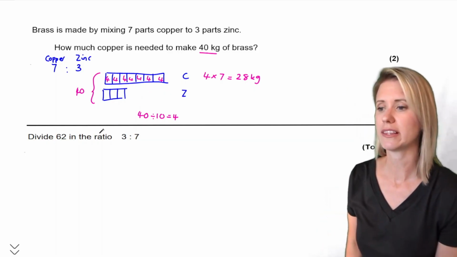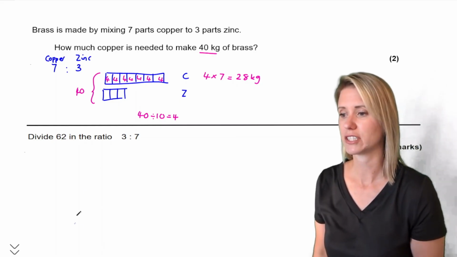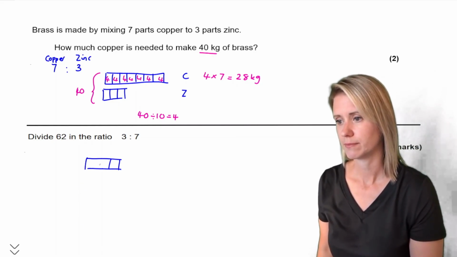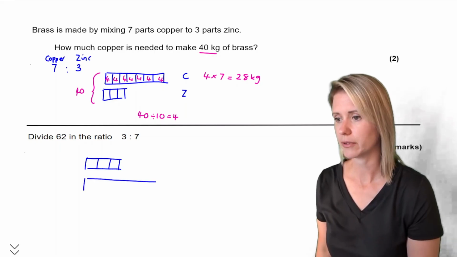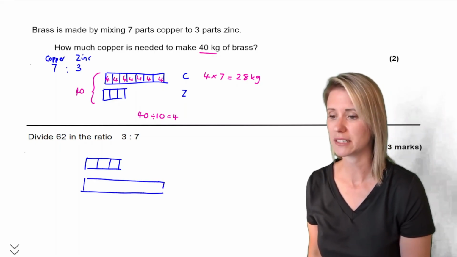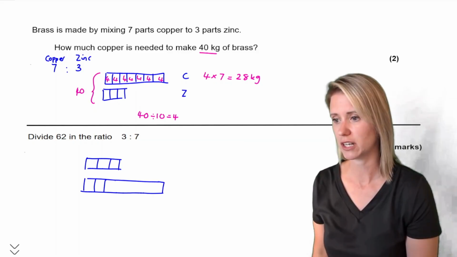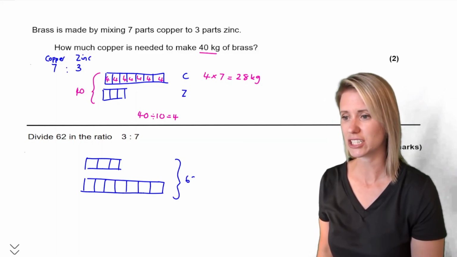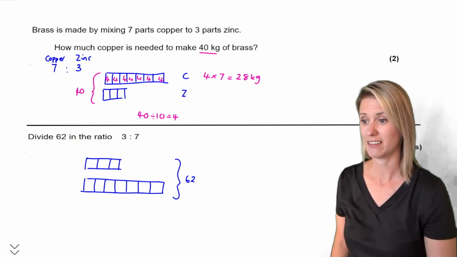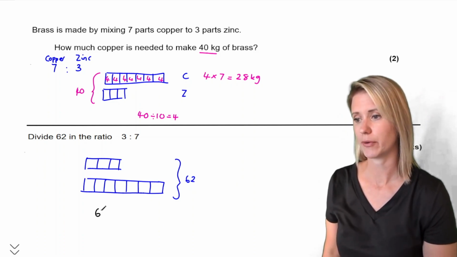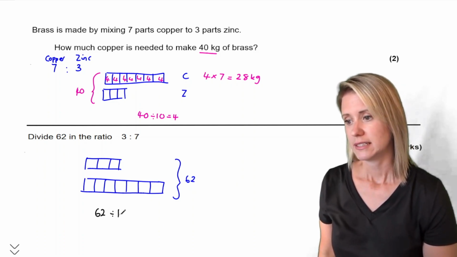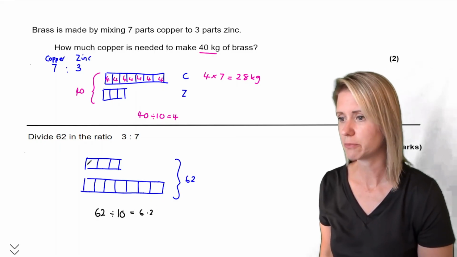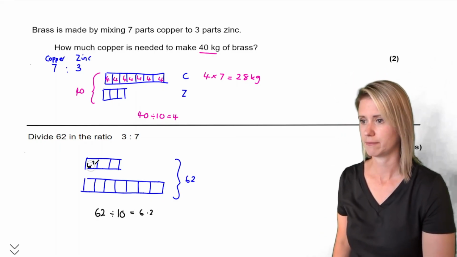Okay, 62 in the ratio 3:7. So we have 3 boxes and 7 boxes. A quick sketch is absolutely fine for these to help you visualize it. And we're splitting 62 by 10. 62 is going into 10 boxes. 62 divided by 10, right, well that's 6.2, okay, so each box has 6.2 in it.